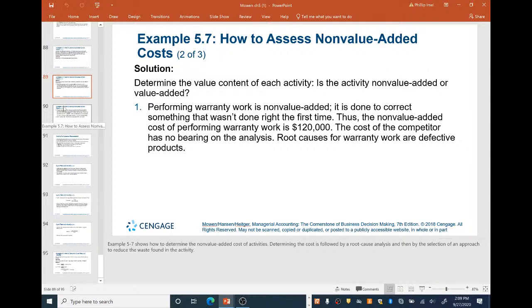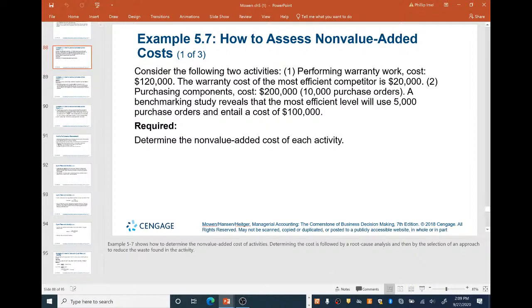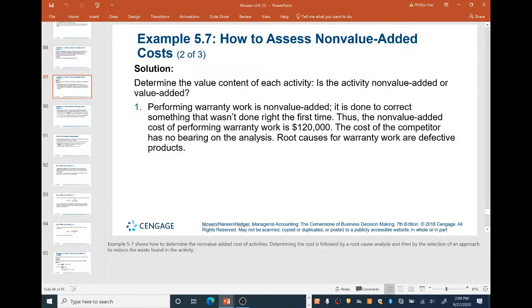So by looking at the warranty work, remember it said that the warranty work was a cost of $120,000, right? And they benchmarked it to the most efficient competitor of being $20,000. Well, performing warranty work is non-value added, okay? This is going to be done to correct something that wasn't done right in the first place. So your manufacturer or your supplier sent you a defective component or a defective product, right? So this is something that should have been right from the beginning, right? So the non-value added cost of performing warranty work is going to be the total cost of the $120,000, which is the cost of the warranty work to the firm.